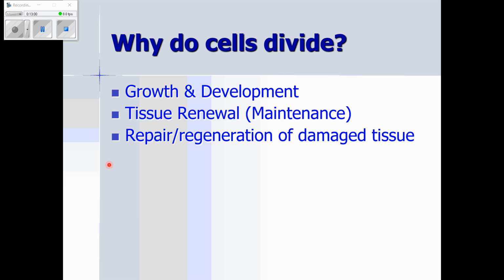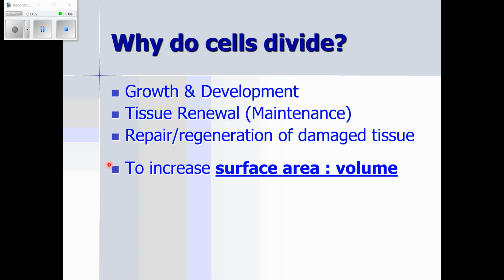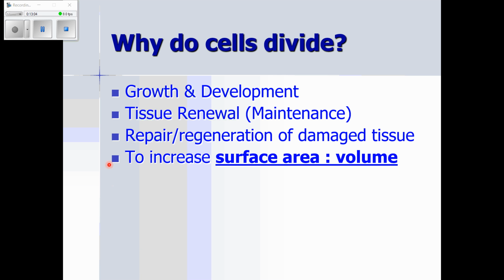Okay, the final reason why cells divide, and maybe this is the most important or the most basic fundamental reason why cells divide, is to increase surface area to volume ratio. What the heck am I talking about?